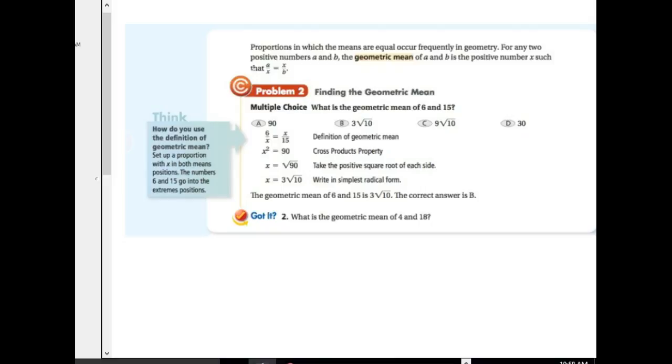Hello, today we're doing problem number 2 found on page 462 of your textbook. This is in lesson 7.4 of your geometry part 2 textbook.